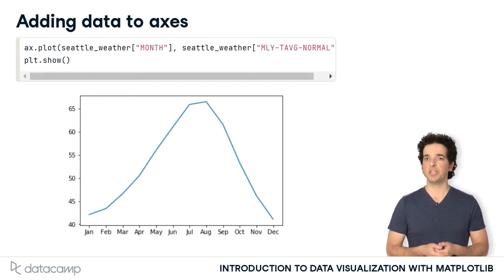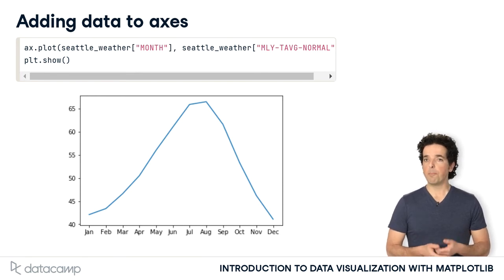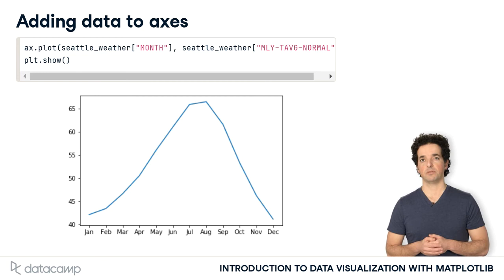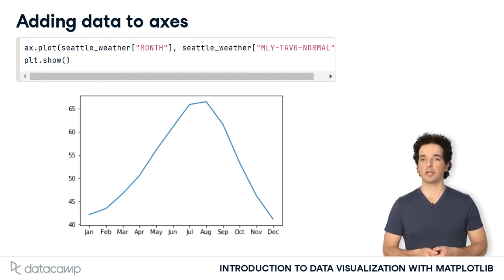To add the data to the axes, we call a plotting command. The plotting commands are methods of the axes object. For example, here we call the method called plot, with the month column as the first argument and the temperature column as the second argument. Finally, we call the plt.show function to show the effect of the plotting command. This adds a line to the plot.